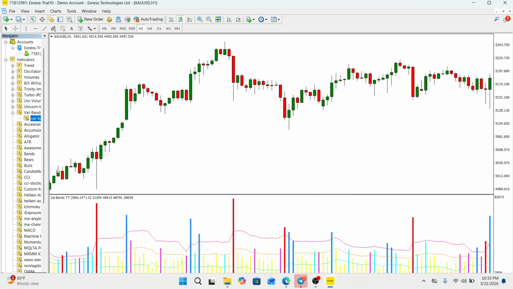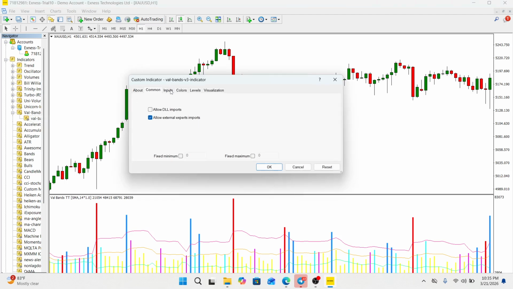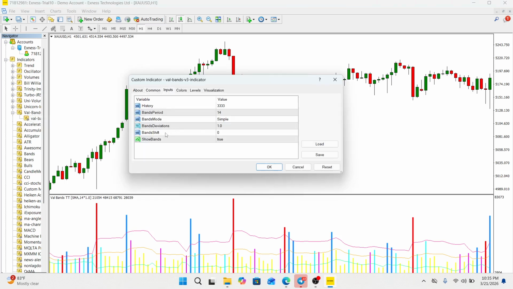Alright, so let's take a look at the settings now. For the settings, we basically have the history. The customizable setting over here.